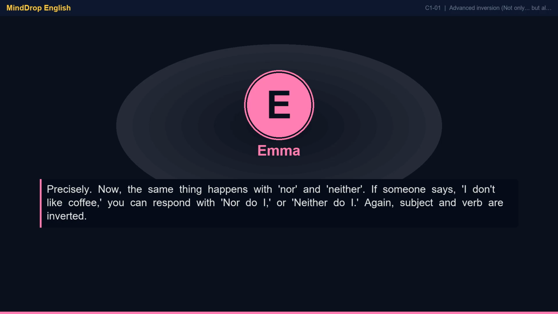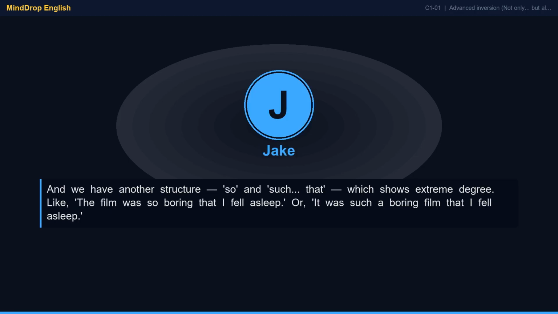Precisely. Now, the same thing happens with nor and neither. If someone says, I don't like coffee, you can respond with, nor do I, or, neither do I. Again, subject and verb are inverted. And we have another structure, so, and, such, that, which shows extreme degree. Like, the film was so boring that I fell asleep. Or, it was such a boring film that I fell asleep.